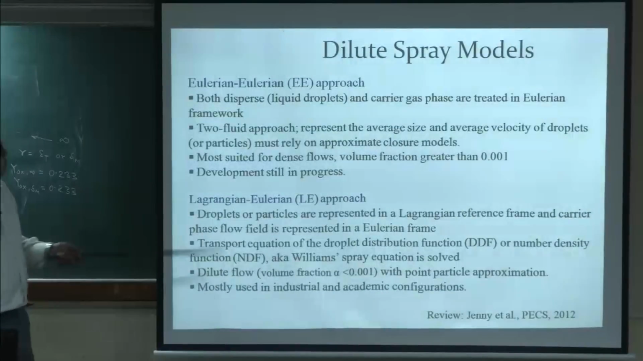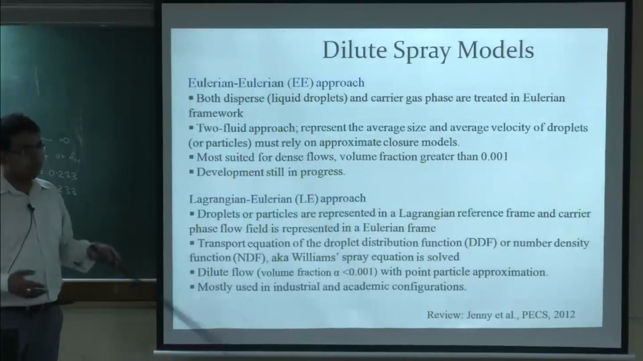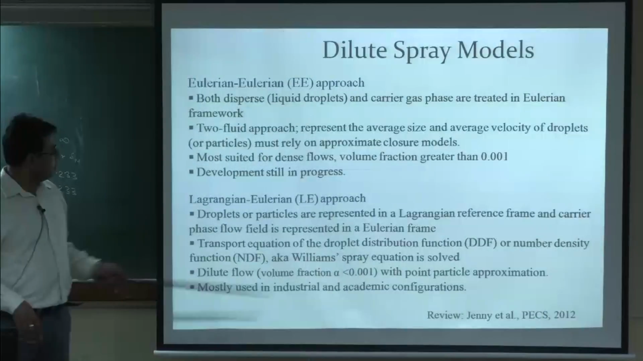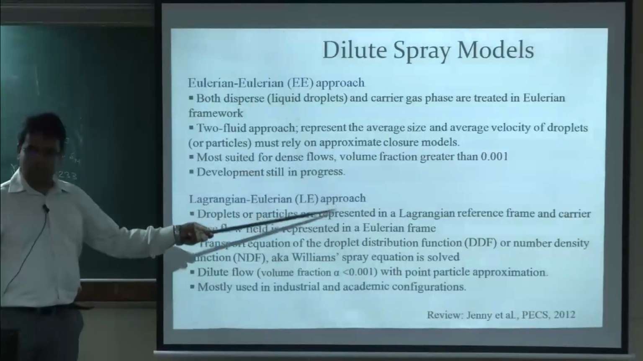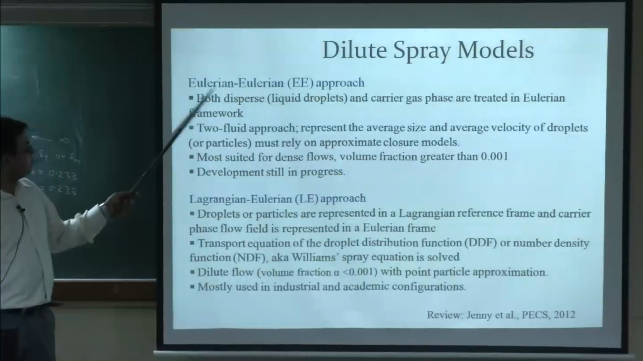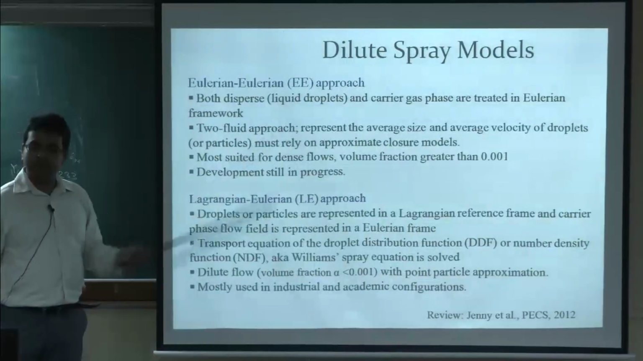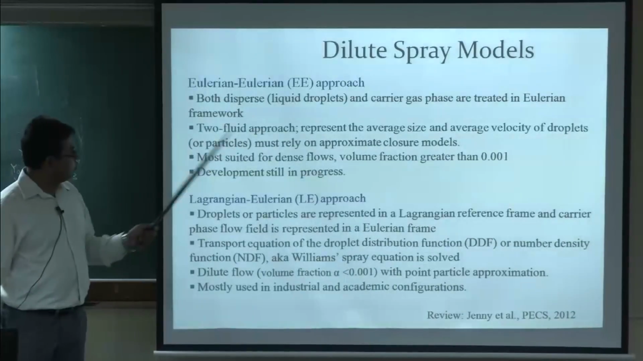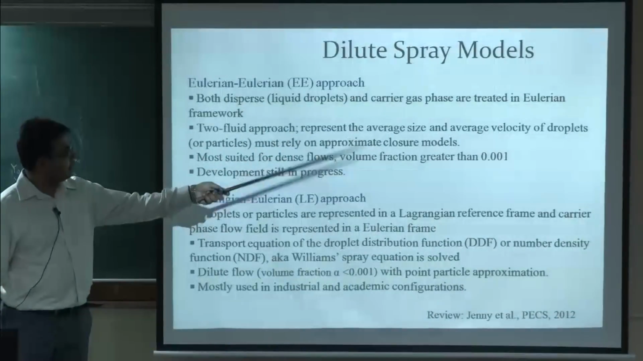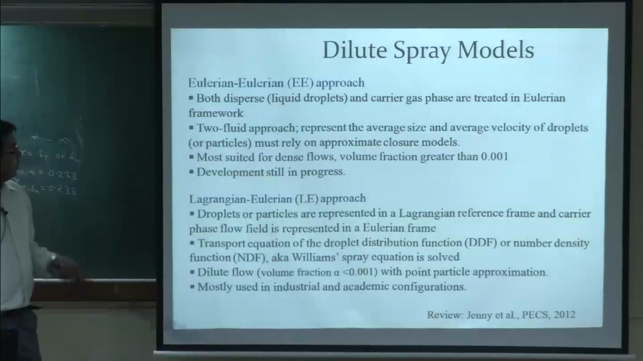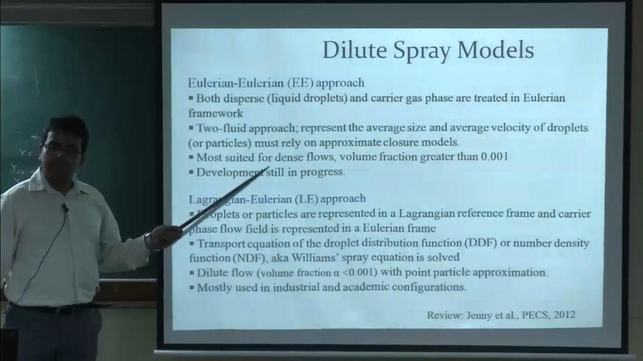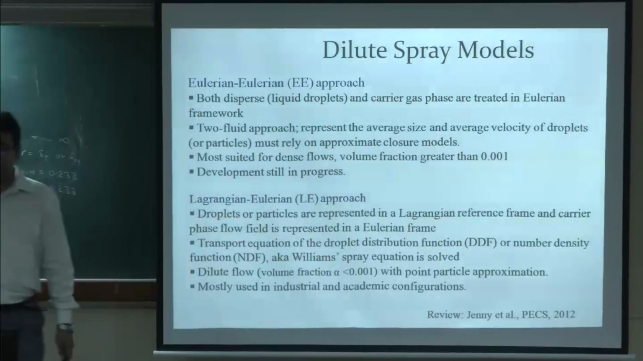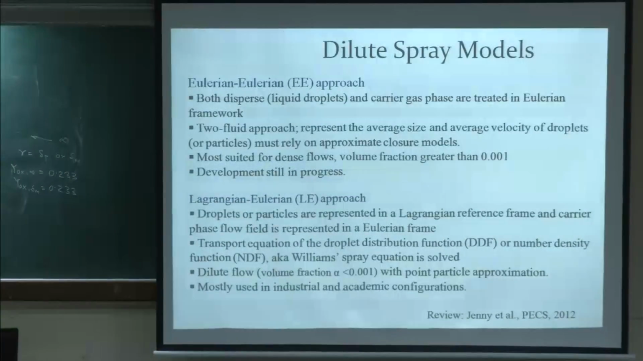There are different models, like if you want to simulate the spray combustion. The Eulerian approach is one, and then there is a Lagrangian-Eulerian approach. In the Eulerian approach, we basically treat both phases as continuous, and there are different two-fluid approaches that represent the average size and average velocity of the droplets. It is mostly suited for dense flows where the volume fraction is typically greater than 0.001.